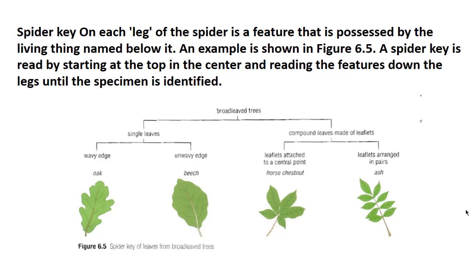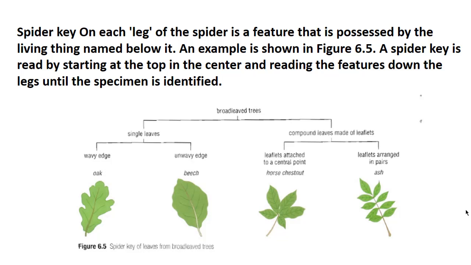There are some types. The first type is single leaves. Single leaves have their edges. The first is a wavy edge. The second is a non-wavy edge. If it's a wavy edge, it's going to be oak. But if it's a non-wavy edge, it's going to be peach. And then compound leaves, made of leaflets.